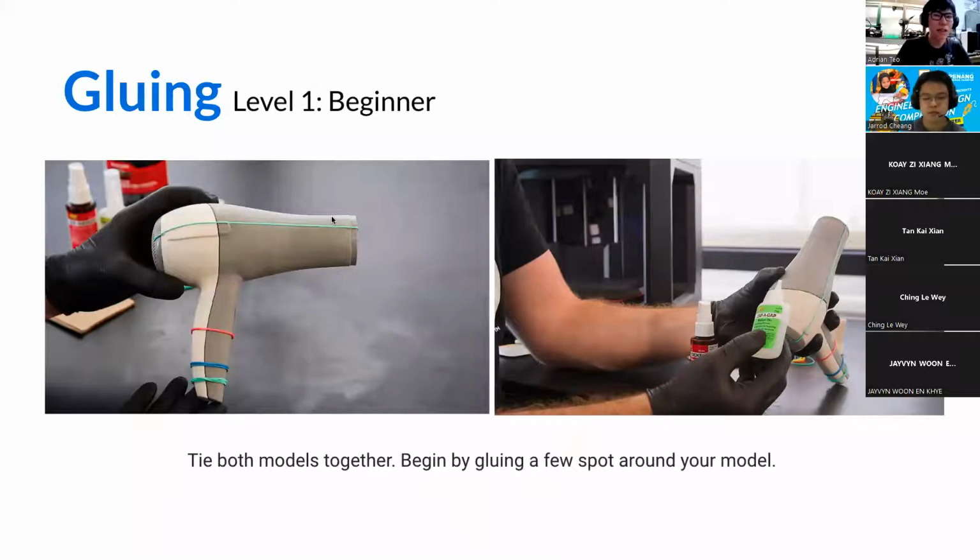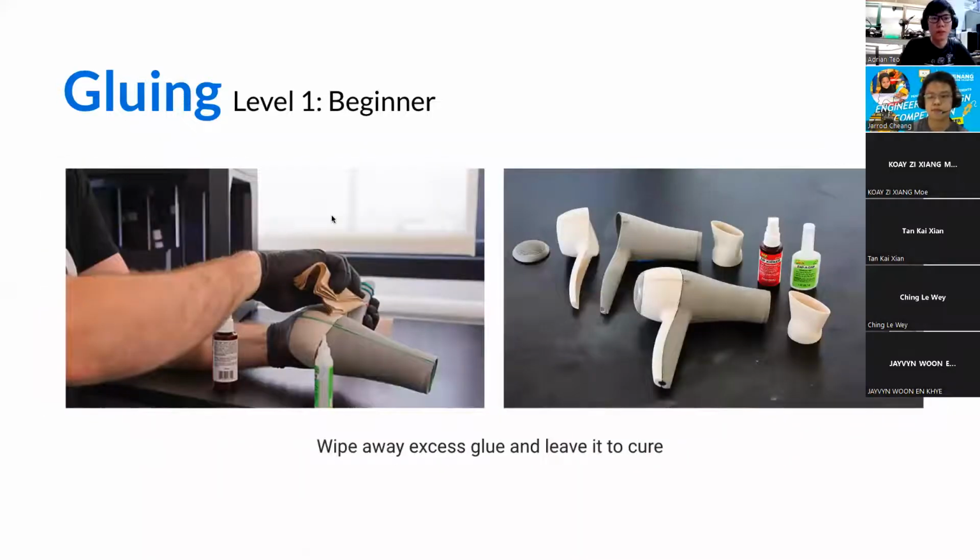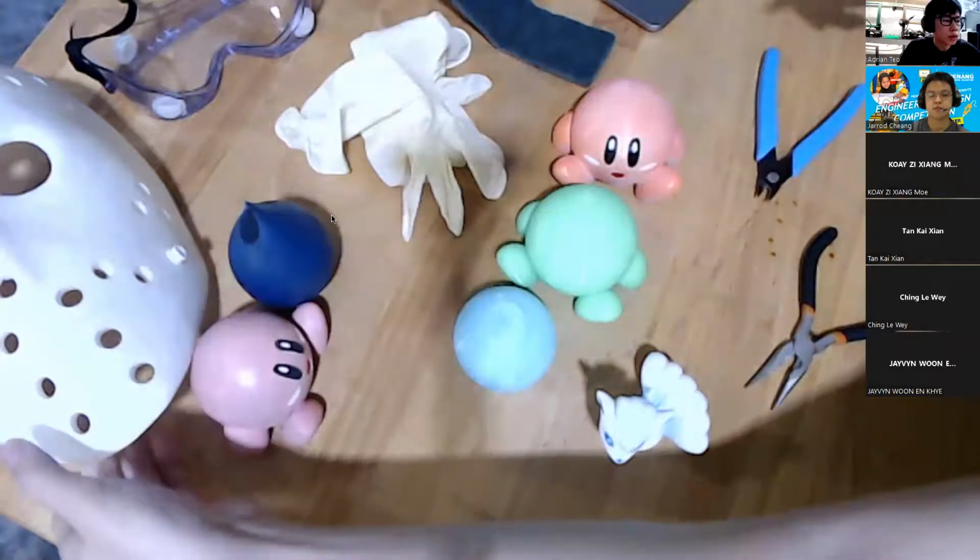So again, for gluing, first you will need to make sure that all your parts are tied together, like this hair dryer. You tie your parts together, making sure that they touch each other first, and also the dimension is all correct before you start gluing. And when you want to start gluing, you drop the glue. You take your glue and then you drop a little bit by little bit. You don't just put a lot of glue, right?